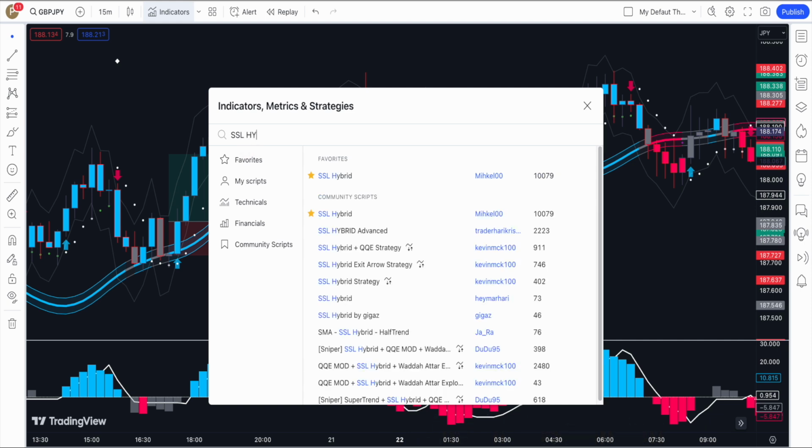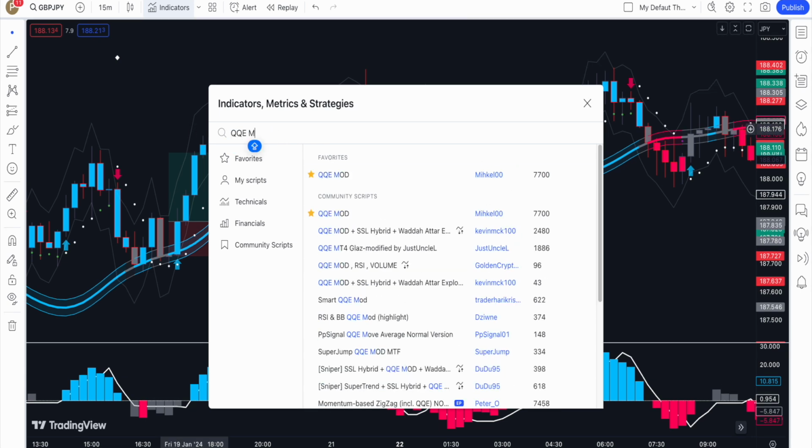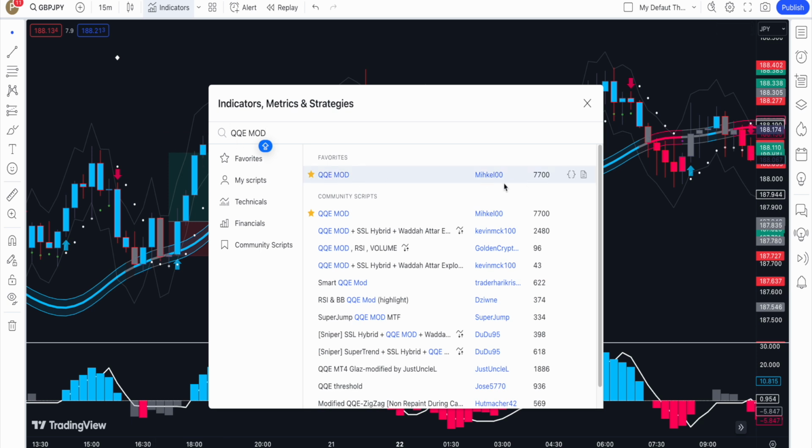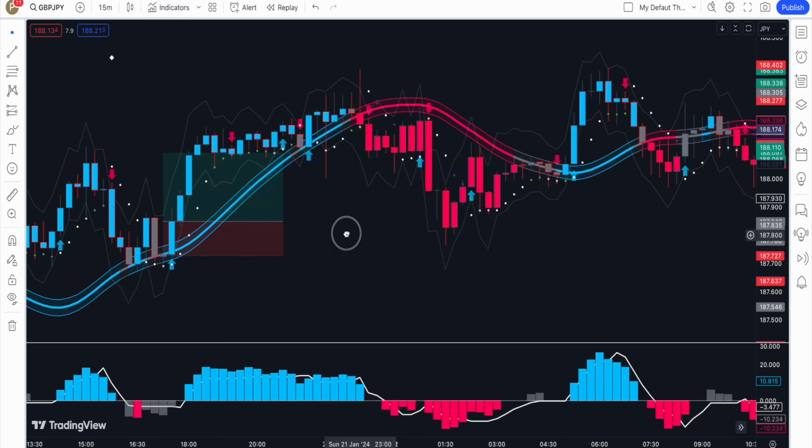To apply these two indicators on the chart, go to the indicators, search for SSL Hybrid, apply this by Mickle00. Search for QQE Mod and apply this. Now we see the two indicators on the chart.